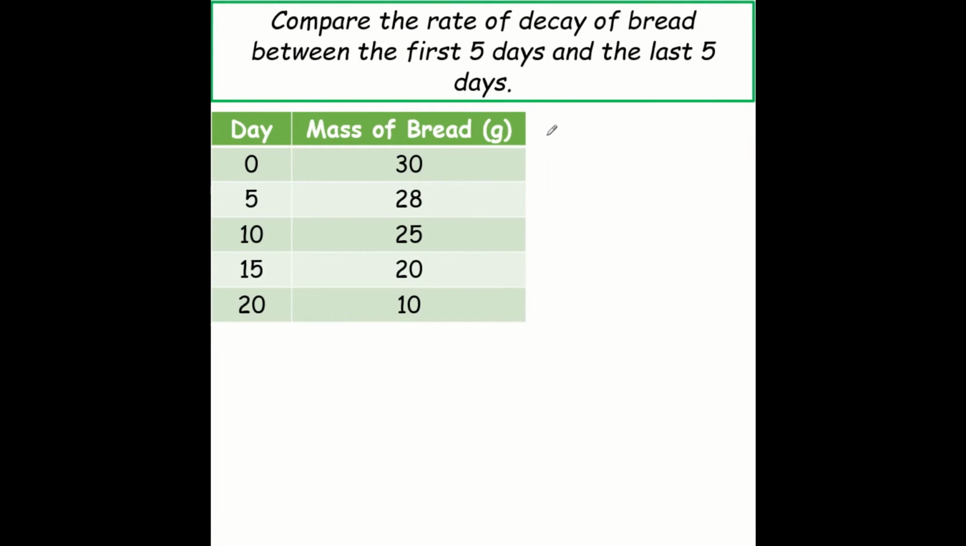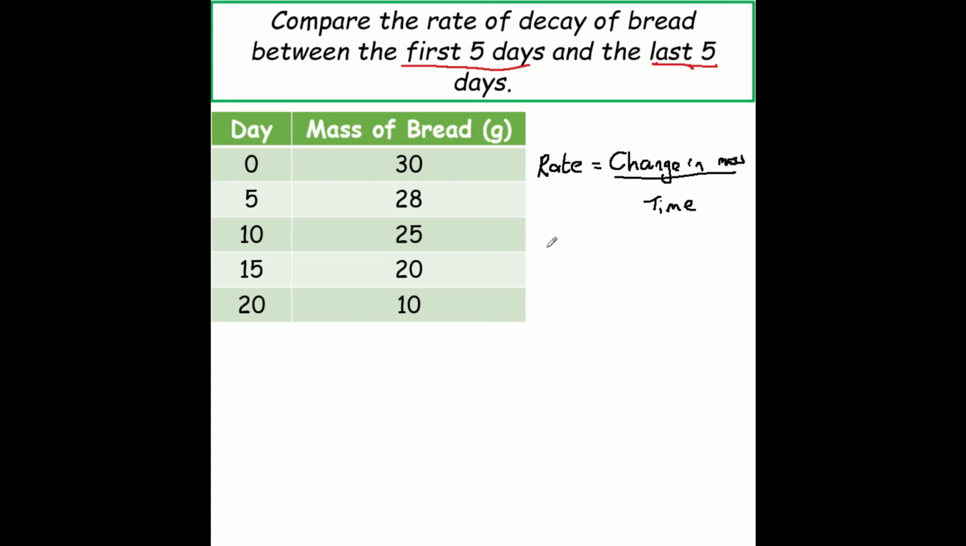So let's go through how we actually work out the answer to this question then. Now in the question it tells us to compare the rate of decay of bread between the first 5 days and the last 5 days. So what we're really looking at are two sections, so the first 5 and the last 5. So what we need to do first of all then is remember our actual formula that we're going to use. So our rate is the change in mass divided by our time. So that's what we're going to use throughout this.